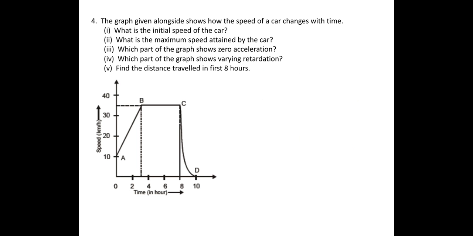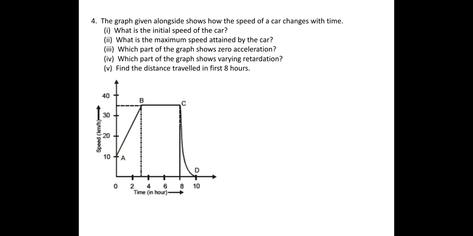A train traveling from rest attains a velocity in 5 minutes. Assuming that the train acceleration is uniform. Okay, I think there is something missing. There are some numbers missing in this question. Okay, let's move to the next question.